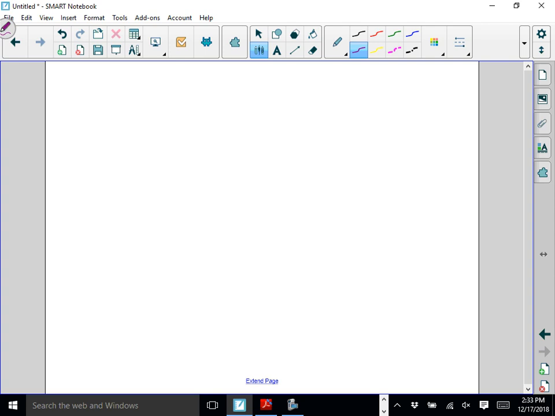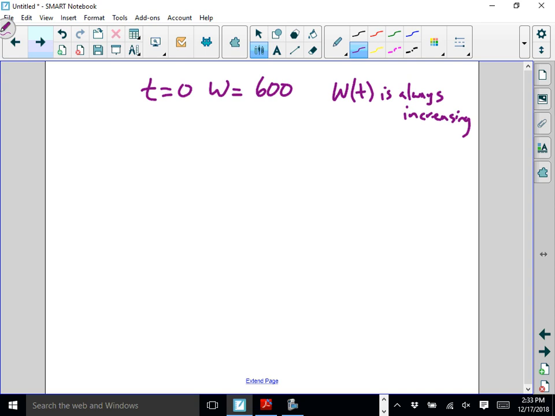Here's what we know. When t equals 0, w equals 600. That was given in that second sentence. They also told us that w of t is always increasing. Thirdly, they told us dw/dt equals 1/20th (w minus 100).